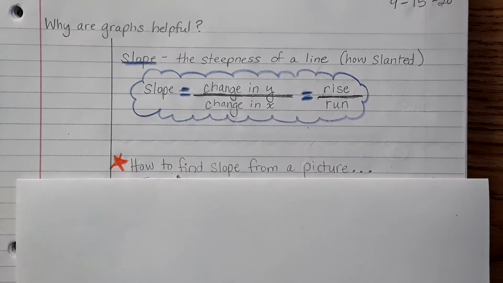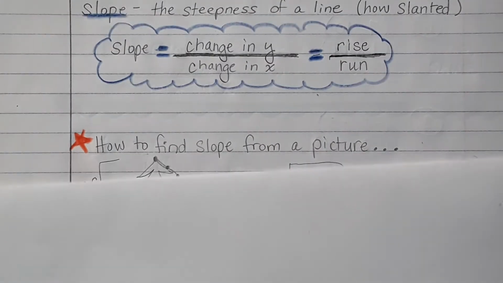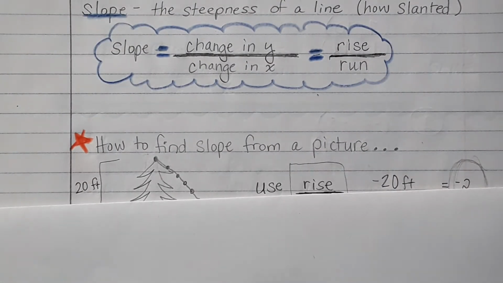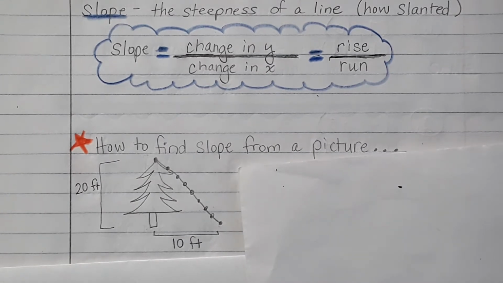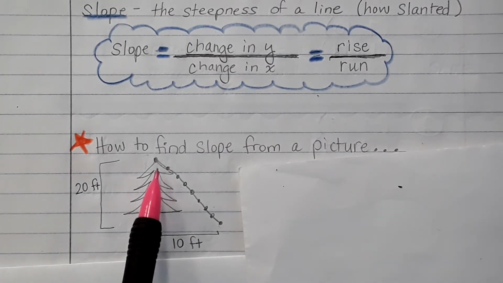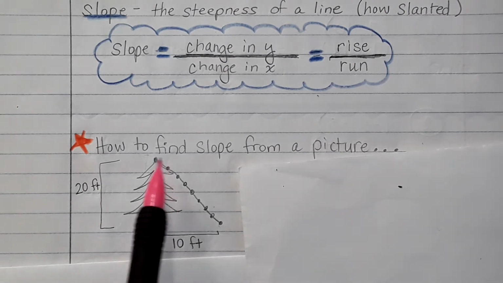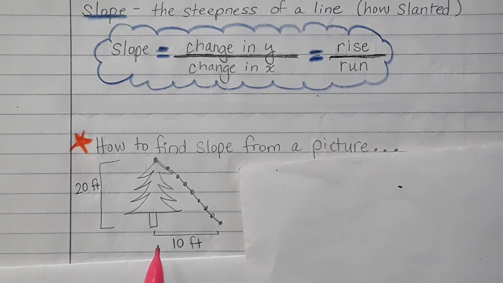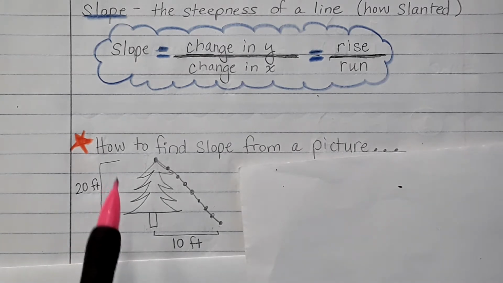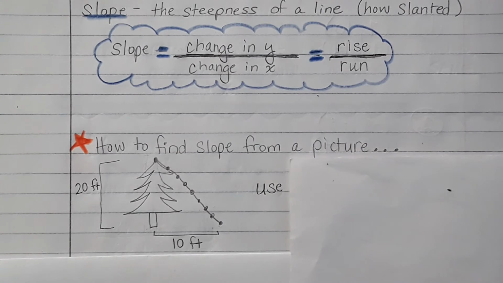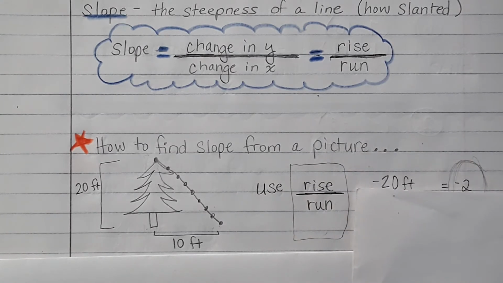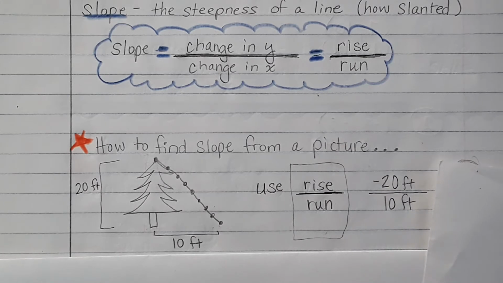If you have a picture, you can find slope by finding rise over run. So for example, if I have a tree and I'm going to string a set of lights from the top of the tree down to the ground, 10 feet away from the base of the tree, I know that the height of the tree is 20 feet tall and from the base to the string of lights is 10 feet. I can find the slope is rise over run. So that is 20 is the rise, and 10 feet is the run.